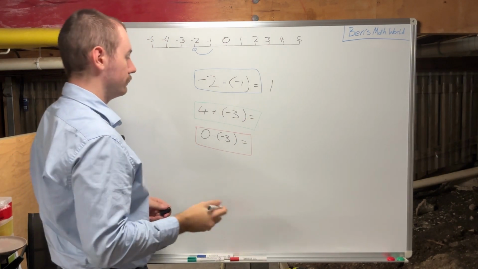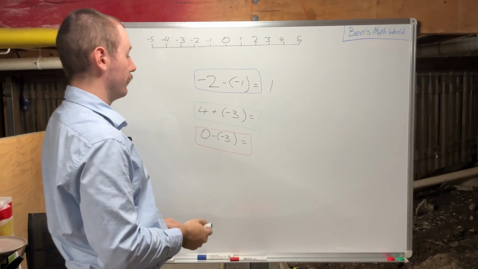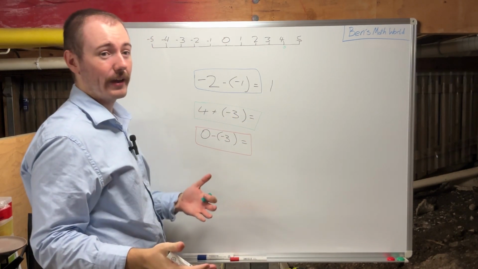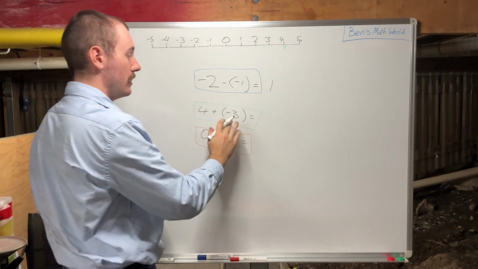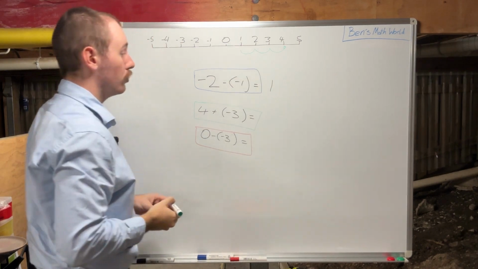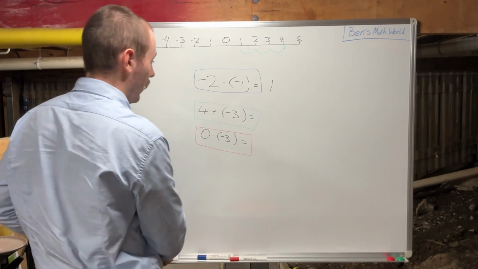Now let's take a look at the next question. 4 plus negative 3. So we're going to start at 4, and we're going to add a negative. Now, when we add something that's negative, we're taking it away, okay? And we're taking away 3: 1, 2, 3. So 4 add negative 3 is going to equal 1.